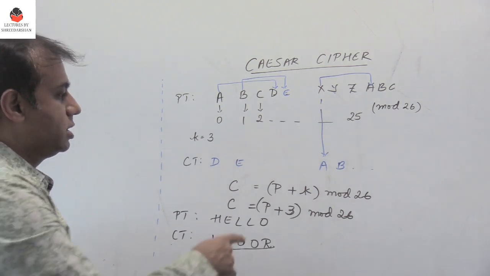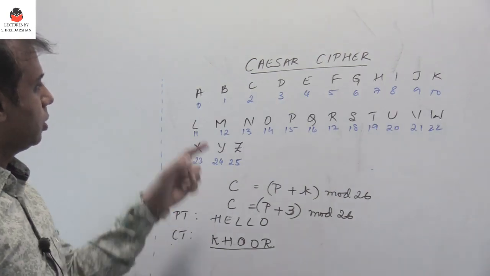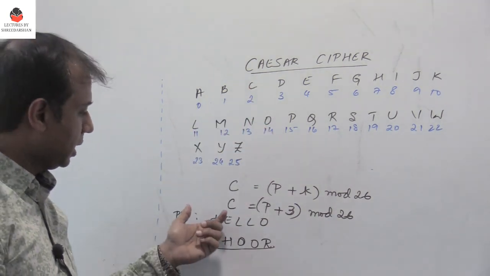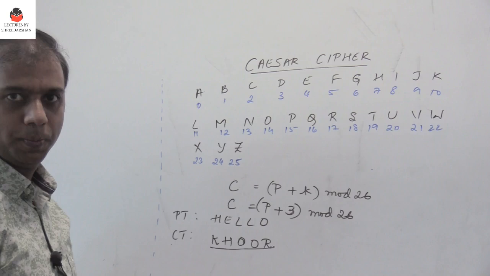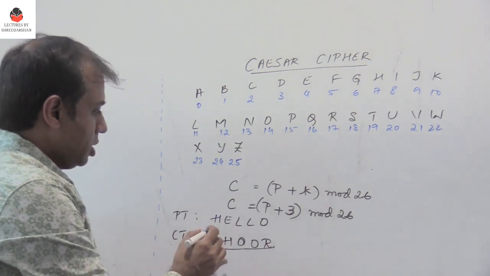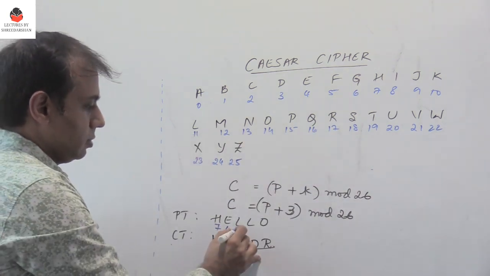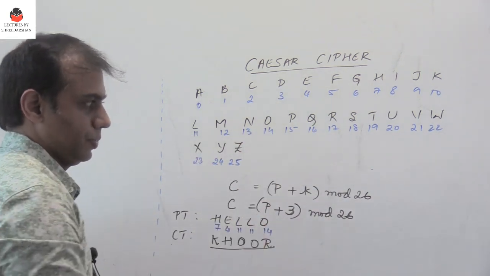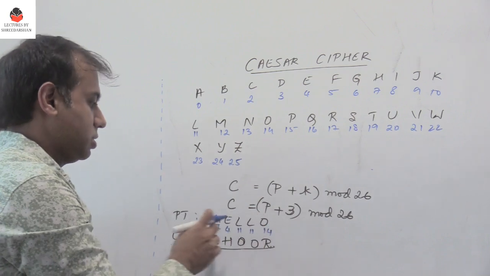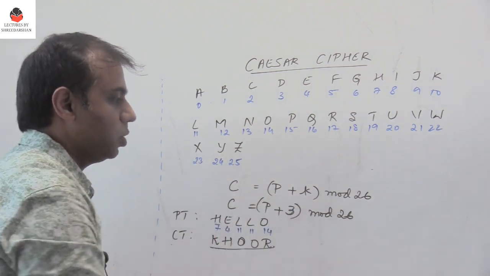Now if I have to use this formula, then I have to write its equivalent numerals. So here there are all the 26 alphabets along with their numerals. If I have to get the ciphertext for the plain text hello, first write the numerals associated with these characters. So H is 7, E is 4, L is 11, so this is 11, O is 14. So what is the ciphertext? The ciphertext is P plus K mod 26. Here K is 3. So the ciphertext numeral is P plus 3 mod 26.